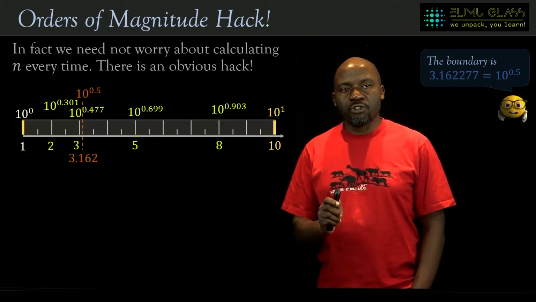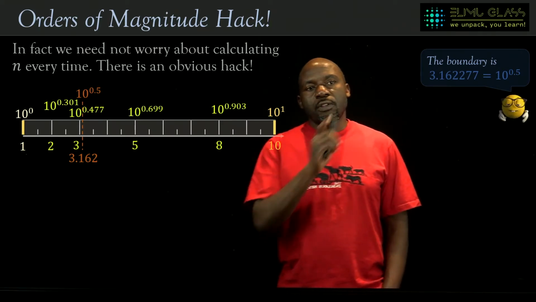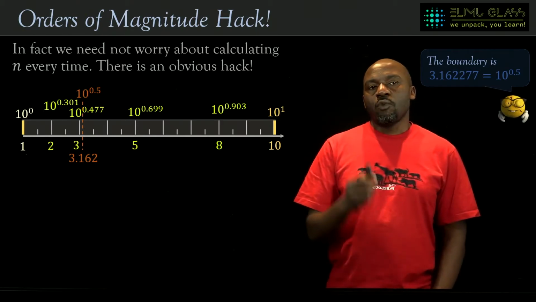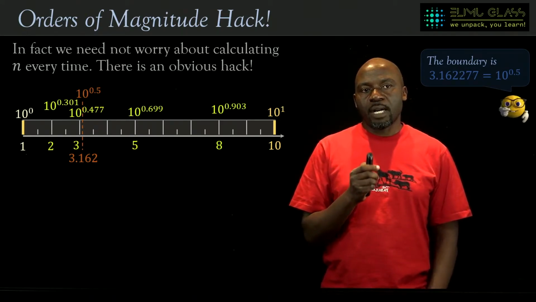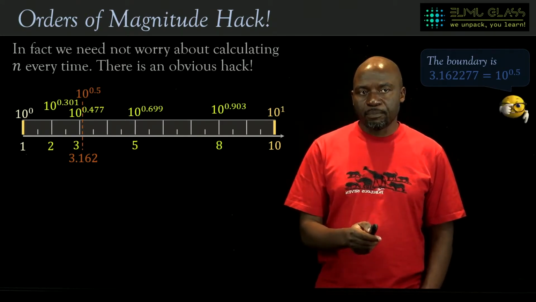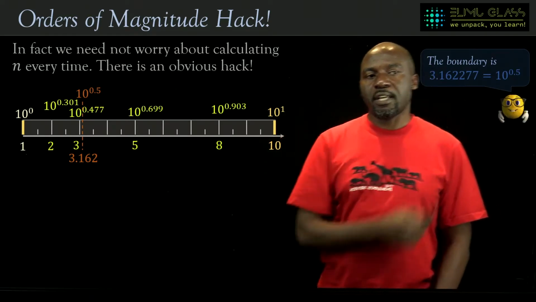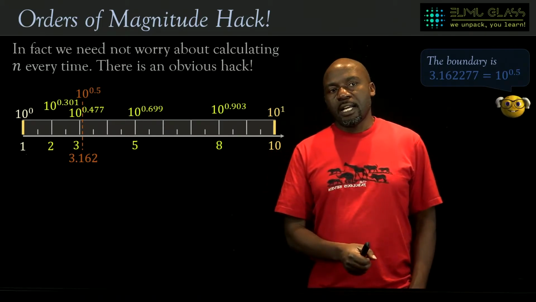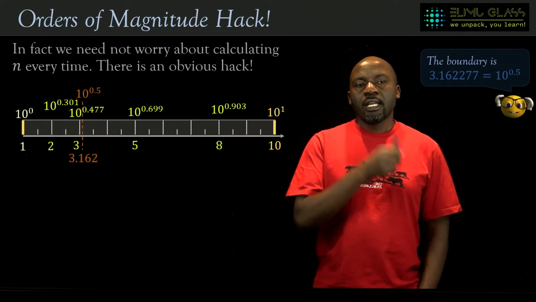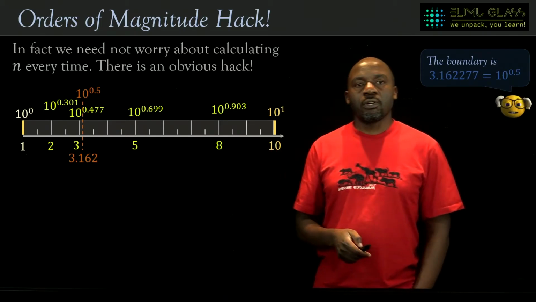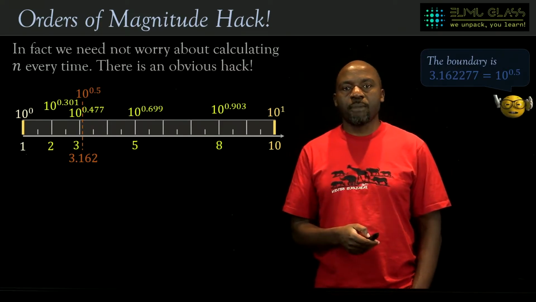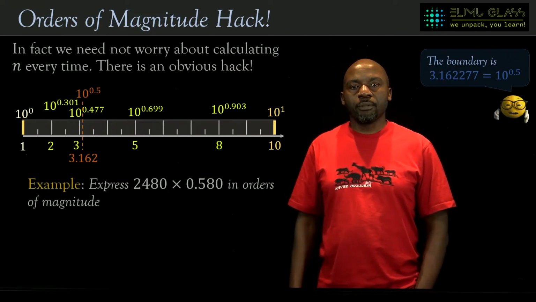3.162 as our boundary. If a number falls below this number here, then we will express it in orders of magnitude as 10 to the power of 0. If a number is greater than 3.162277, then we will express it as 10 to the power of 1 in orders of magnitude, okay? Approximated to orders of magnitude.